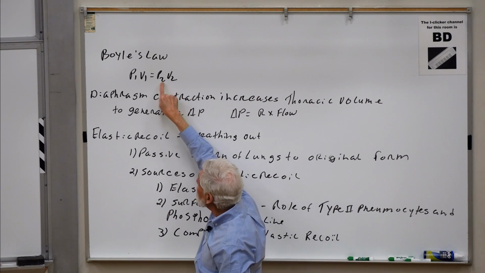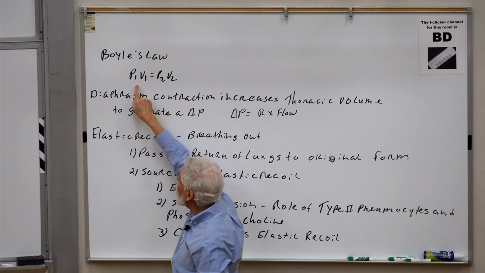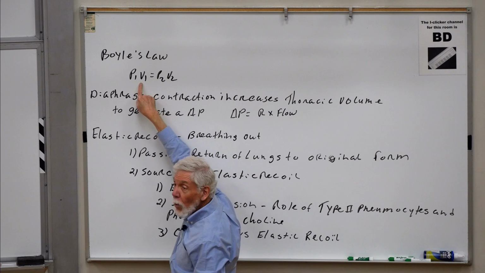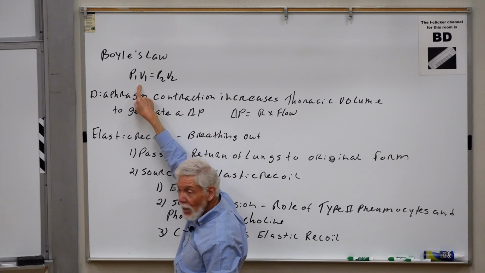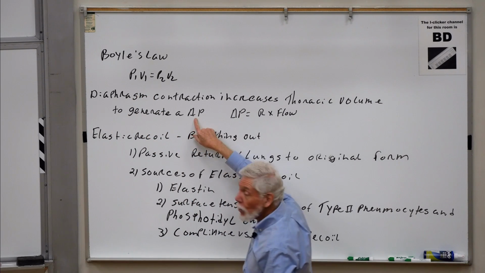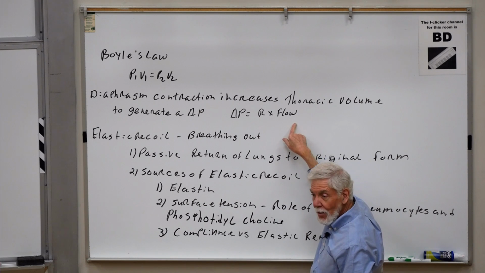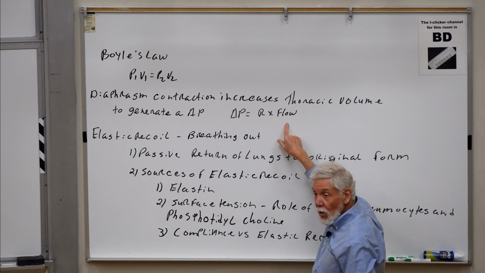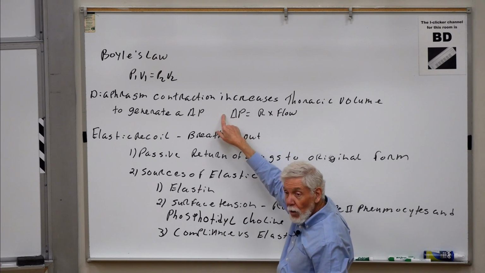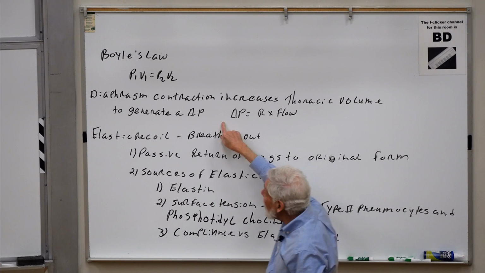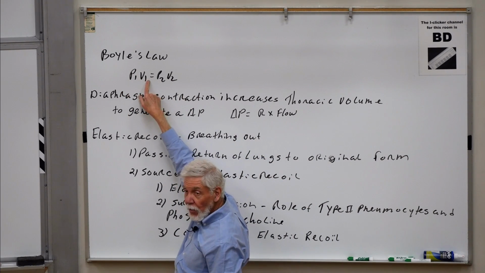Well, now under these circumstances, P2 is less than P1. So if P1 is greater than P2, we have a pressure differential. Given a pressure differential, we'll have flow. Because remember, after all, delta P, this pressure differential, is equal to the resistance times the flow. This is Ohm's law. And so now air is going to flow through that conducting zone down into the respiratory zone. And that flow of air is a result of this equation and the role of the diaphragm.